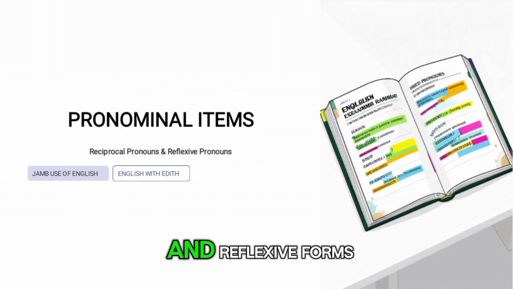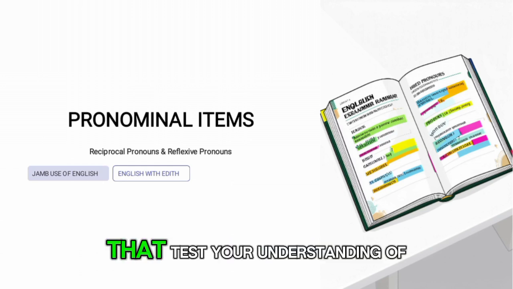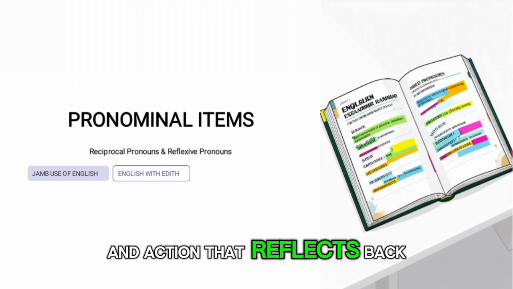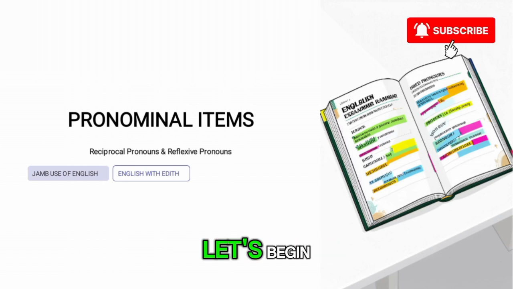on the reciprocal and reflexive forms. This is a vital part of the syllabus that tests your understanding of mutual action and action that reflects back on the subject. Let's begin.